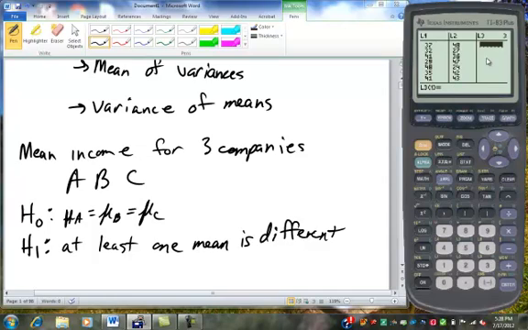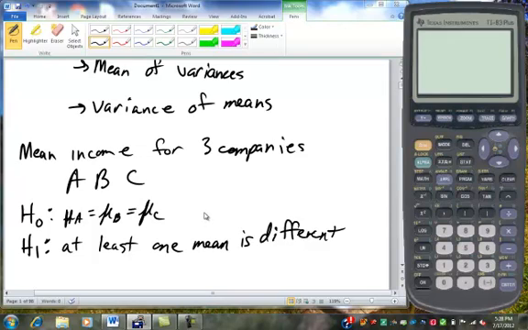In list 3, I'm going to do the salaries from company C. It'll be 36,000, 37, 29, 32,000, 43,000, 45,000, 33,000, and 34,000. So there I have my three samples entered into the calculator. I do second quit to get out of here.